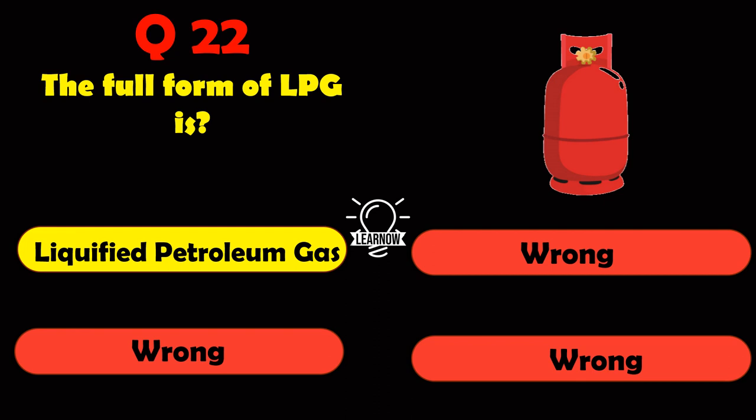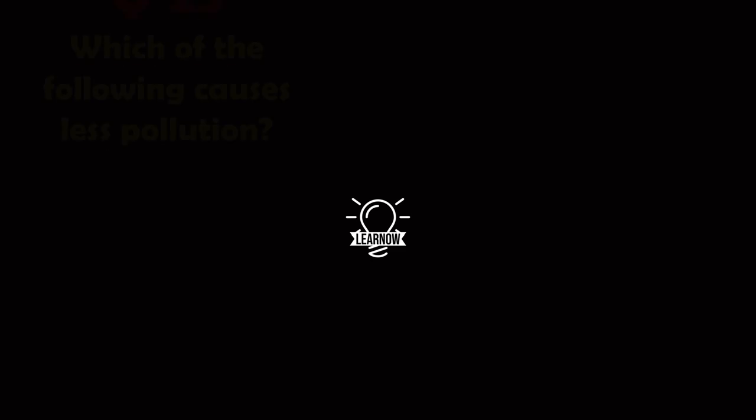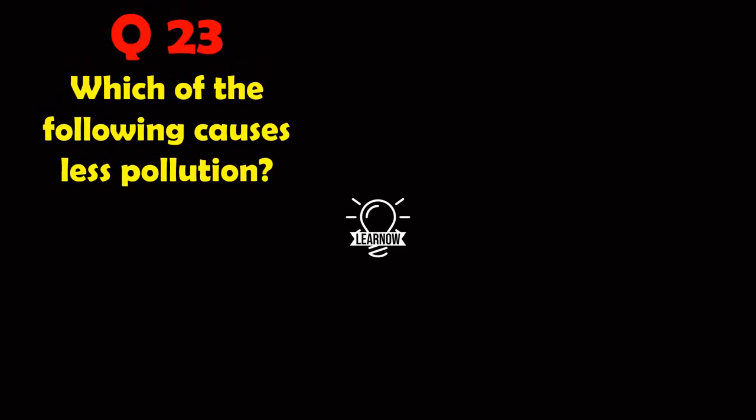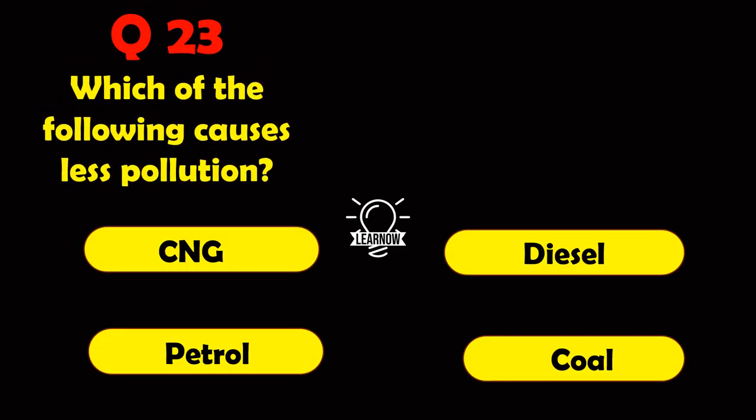It is also wrong. So we are left with one option, that is liquefied petroleum gas, which is the correct answer. So you all have to remember that it is not liquid petroleum gas or liquefied petrol gas. It is liquefied petroleum gas. So it is the correct answer. Question number 23. Which of the following causes less pollution? So we have to tell the option which causes less pollution.